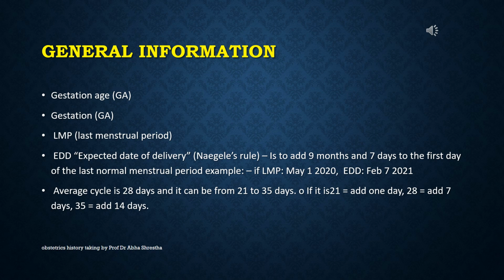The average length of a normal menstrual cycle is 28 days, but it can range from 21 to 35 days. So if it is a 21-day cycle, subtract 7 days, and if it is a 35-day cycle, add 7 days in order to get EDD.